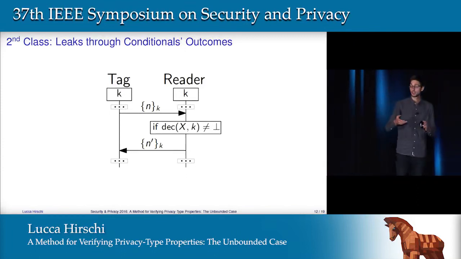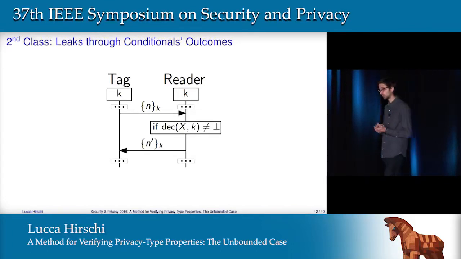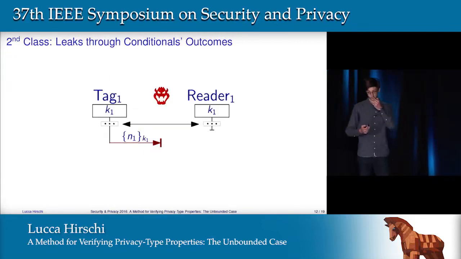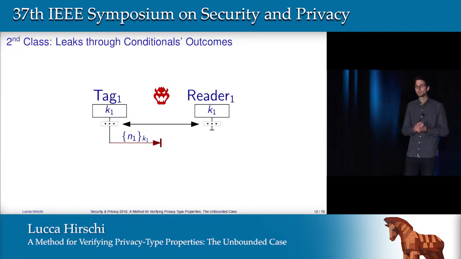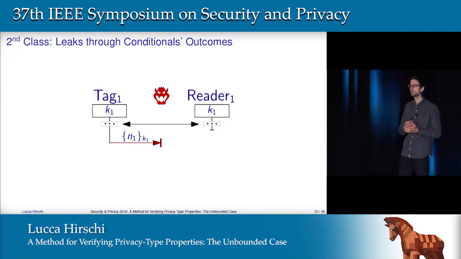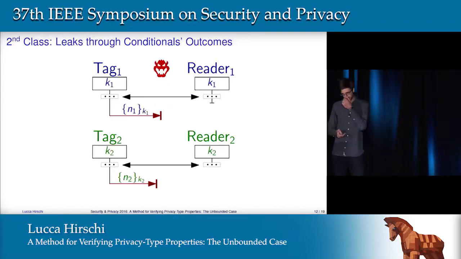If this test holds, then he will answer with some other ciphertext. And otherwise, he will abort the protocol. So there is an attack, and here is how it works. In the fourth session between a tag and a reader, the tag is going to play the first part of the protocol with the reader, and at some point, the tag is going to send the ciphertext to the reader, and the attacker intercepts this message.